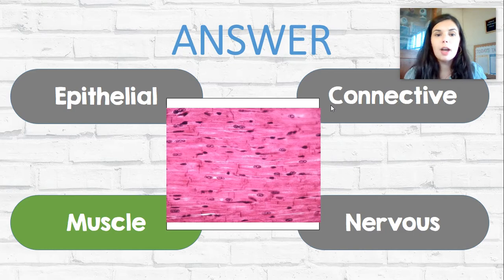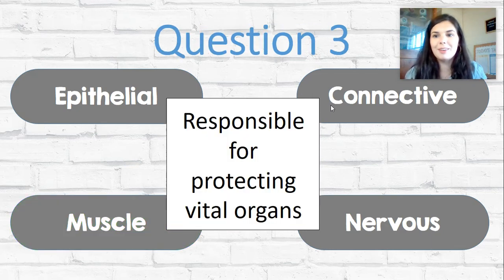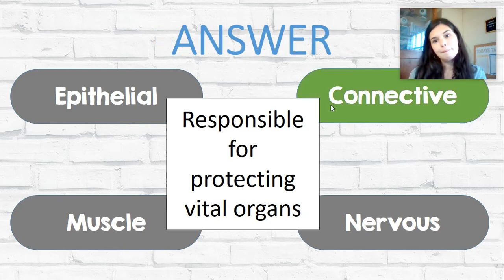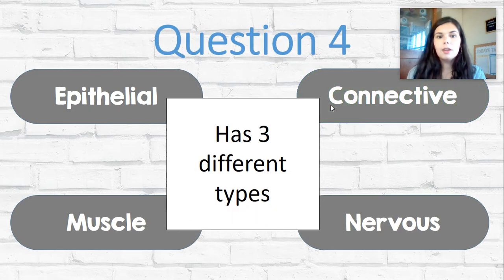Okay, try to keep track of how many of these 15 you get right, okay? Write them down somewhere. Question number 3, which of these types of tissues is responsible for protecting our vital organs? Responsible for protecting vital organs. 5, 4, 3, 2, 1. Connective tissue.